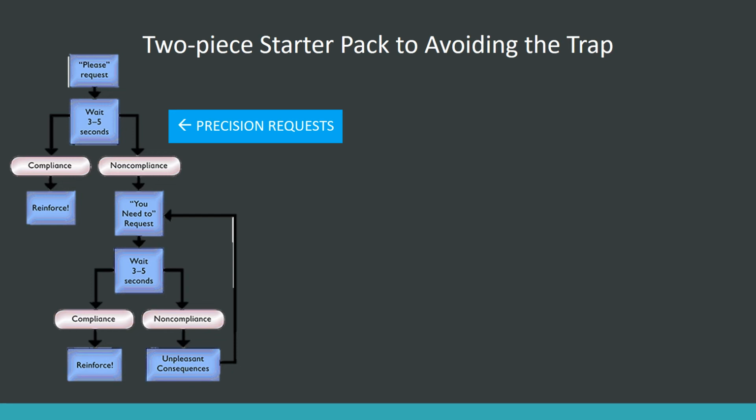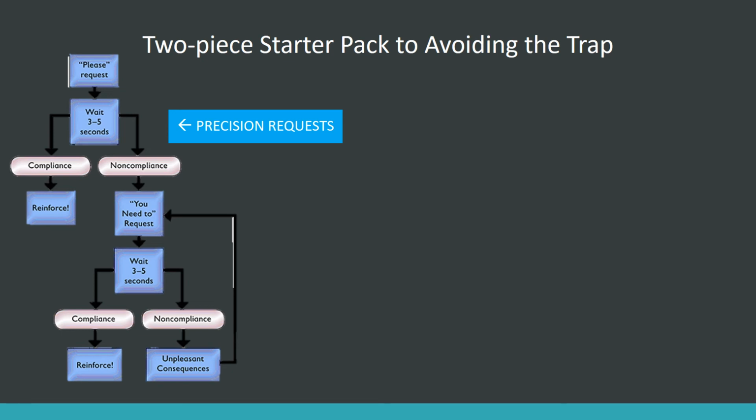So you wait 3 to 5 seconds, and if the student or child complies, then you reinforce that with praise, attention, and possibly some other tangible reward. Or if they're not compliant, then you pull out the bigger request of "you need to." And that really becomes a key word to say, okay, we're not just joking around. You need to wrap this up. And you wait 3 to 5 seconds. Compliance, reinforce. Non-compliance is where you would implement a reductive or an unpleasant consequence.